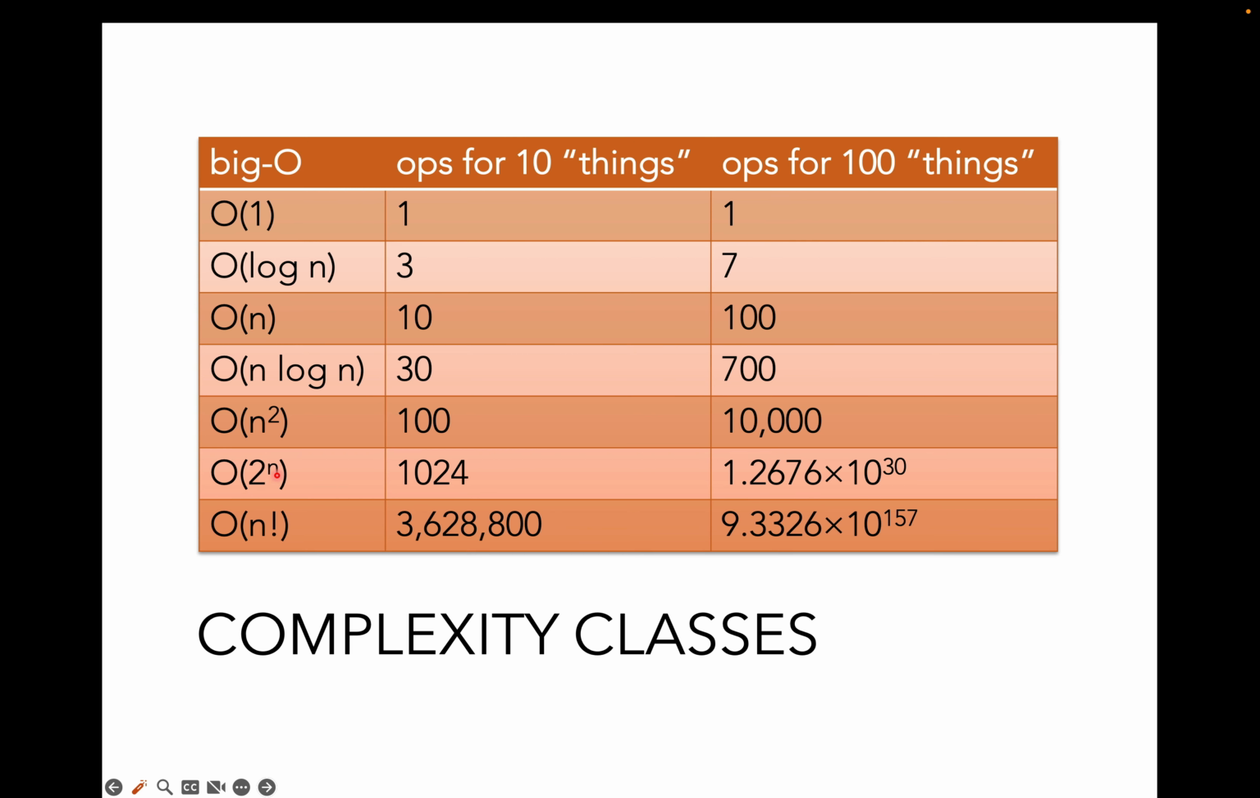Some algorithms are exponential, so we would call this exponential. Whether it's 2 to the n or 10 to the n, it doesn't matter what the base is. If the n is in the exponent, it's terrible. You see how quickly this explodes here.